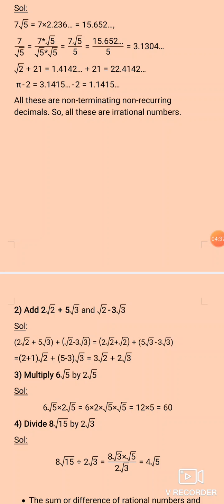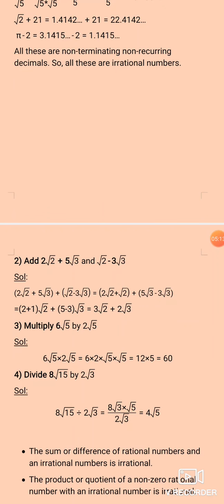Now next, multiply 6 root 5 by 2 root 5. Then solution: 6 root 5 into 2 root 5 is equal to 6 into 2, then root 5 into root 5. Now 6 into 2, we know that, is 12. Then root 5 into root 5 is what? Root 25, which is equal to 5. So 12 into 5 is 60. Now, when you multiply two irrational numbers, sometimes the product is a rational number.